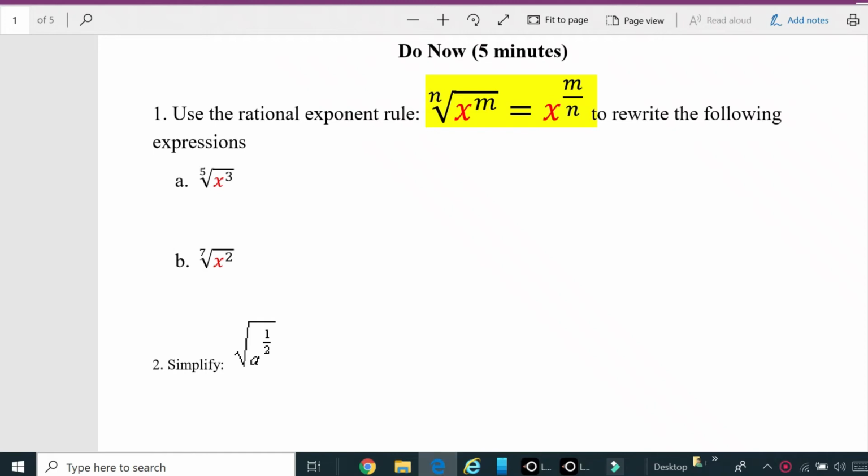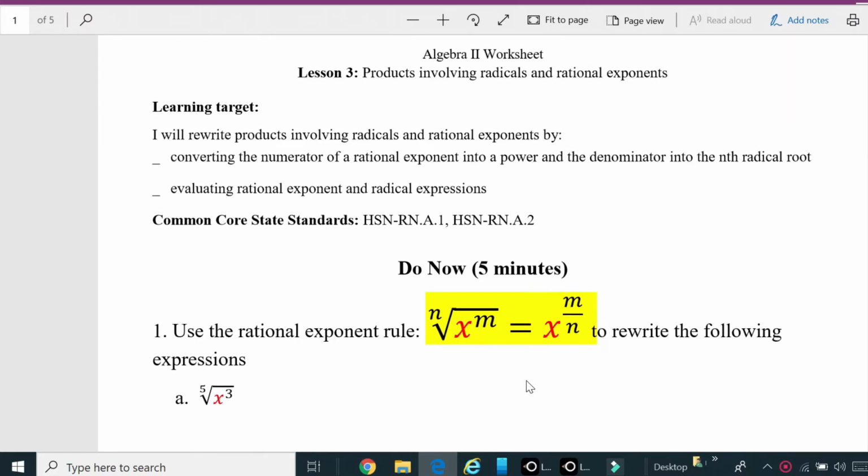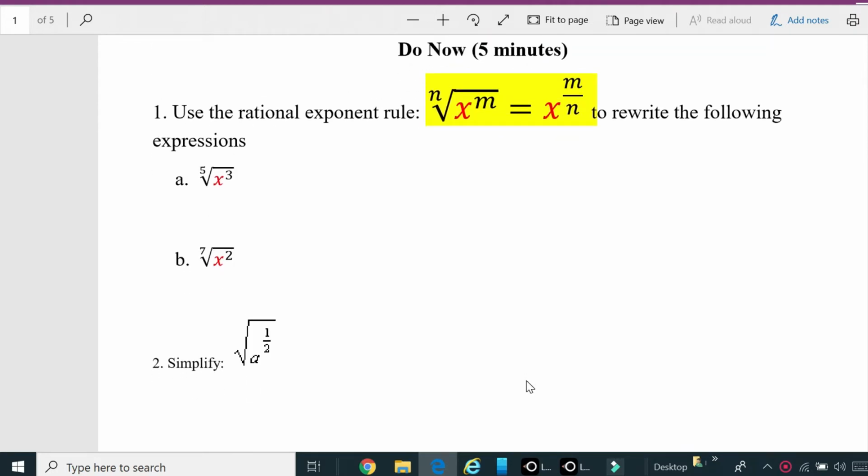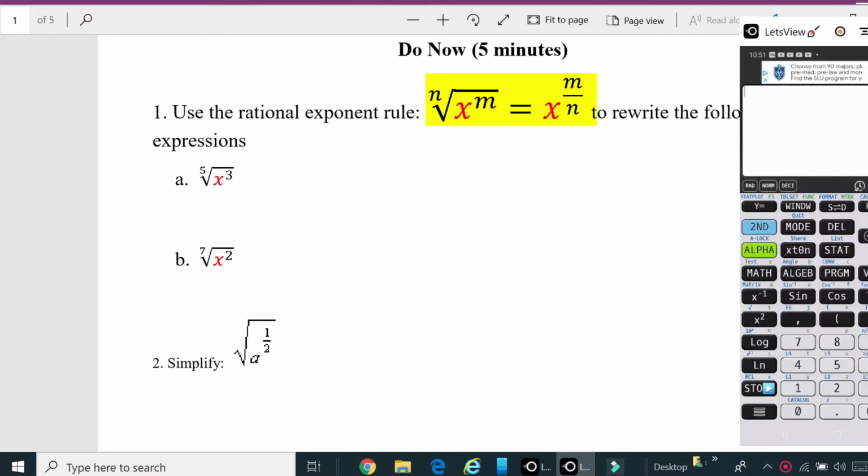All right, so today's lesson was on pretty much fractional exponents. So we're on lesson 3, products involving radicals and rational exponents. Some people were confused today, so I told everyone I was going to make a video about it. So let's jump into it.